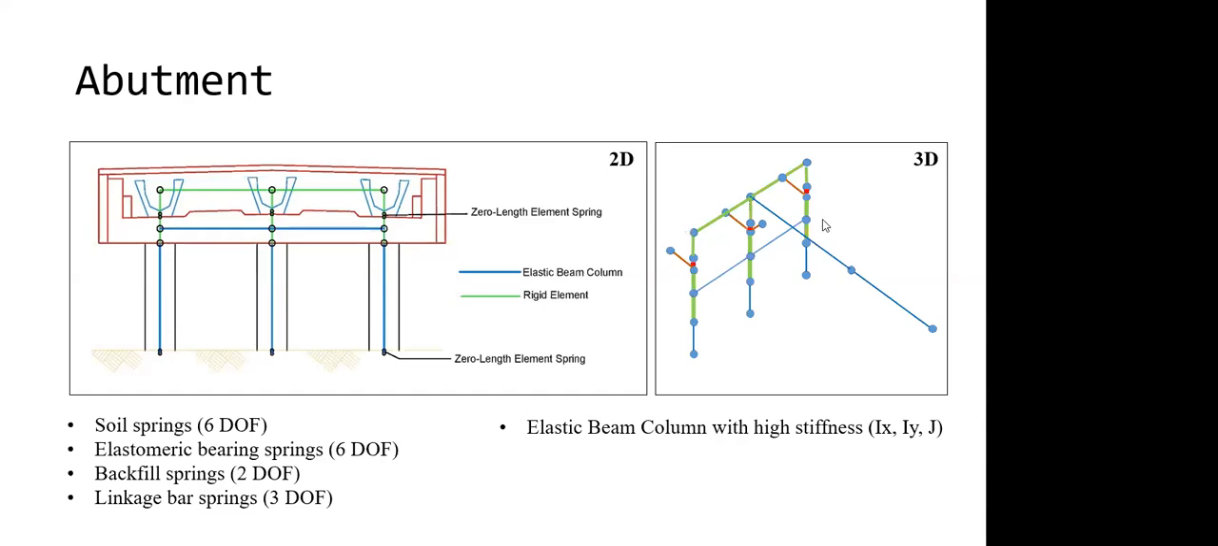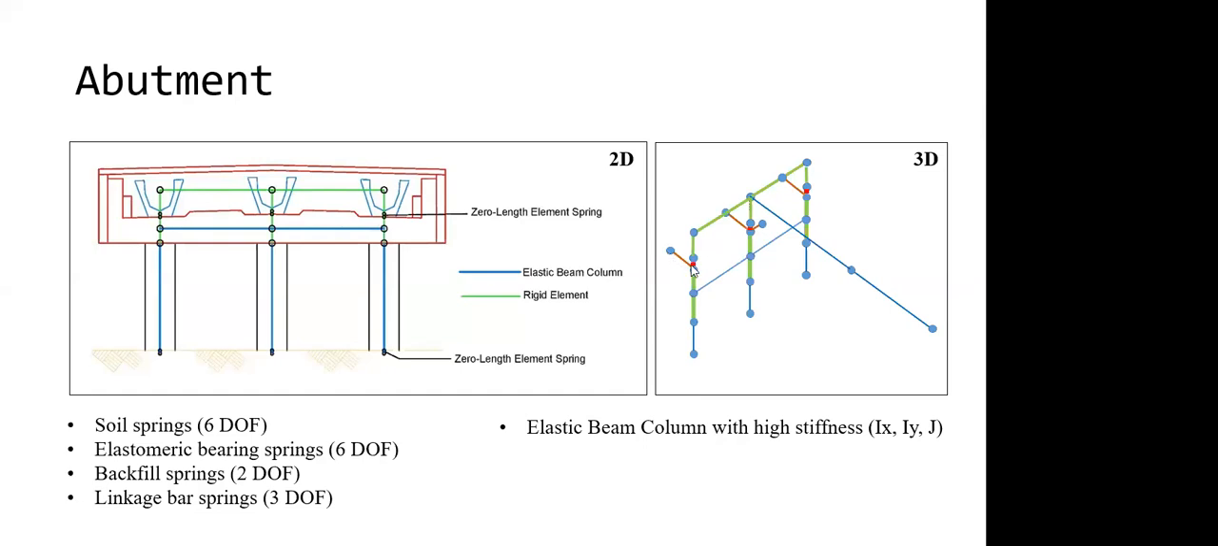And over here, there's just a simple 3D view of the abutment. So the green ones are the elastic beam column with high stiffness, and the blue ones are the elastic beam column. And over here, the red ones are the springs, which represent the elastomeric bearing and also the linkage bar. And also at the same place, I have some springs to represent the backfill for the soil. This is indicated in brown.